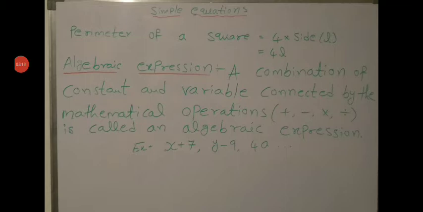In algebra, we already discussed something like terms. Here, x plus 7 is an algebraic expression in which x is a term and 7 is another term. These two terms are separated by the plus symbol. In the next example, y minus 9, y is a term and 9 is also a term. These two are separated by the minus symbol. See the third example, 4a. 4a is not separated by into.